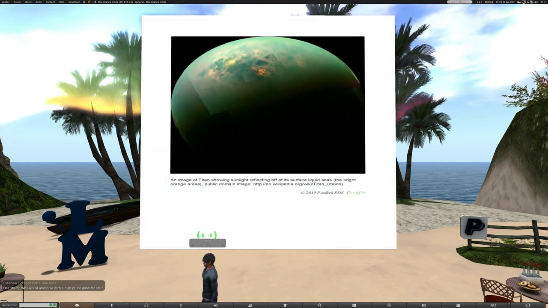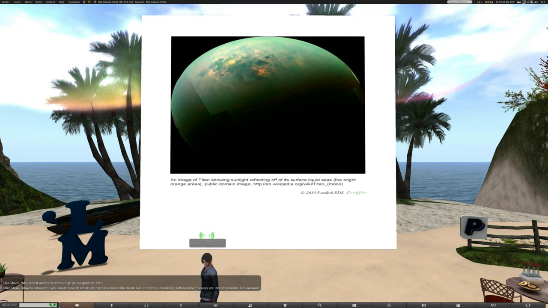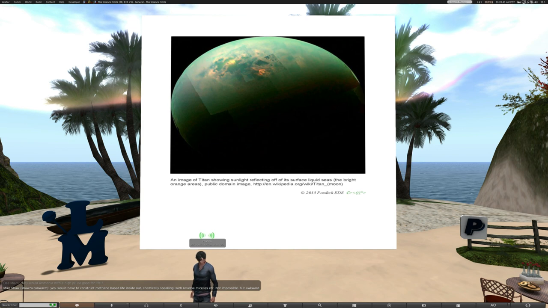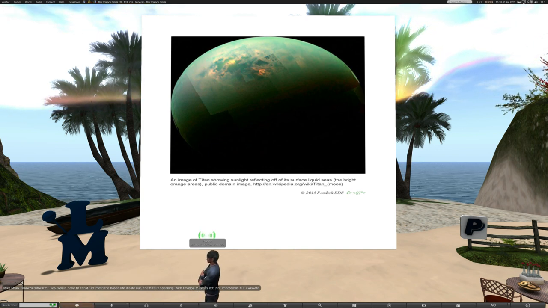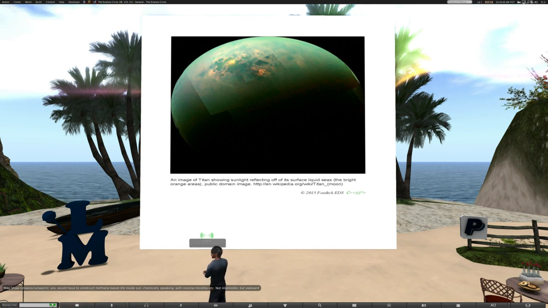Right, so this is it. So that took a while. Sorry about that. But if you can see this image, the bright spots here are believed to be sunlight literally bouncing off liquid hydrocarbon oceans on Titan.